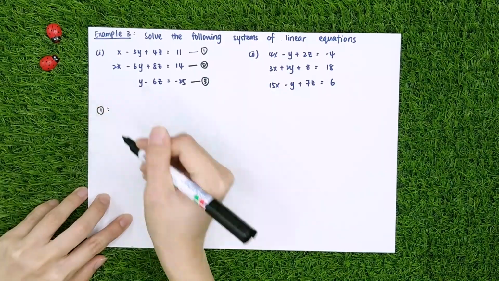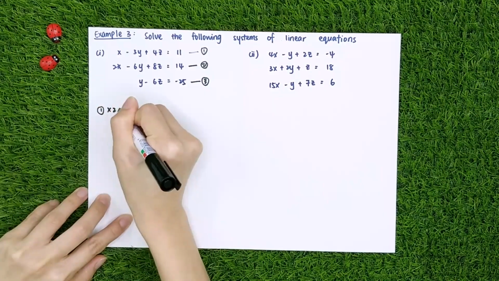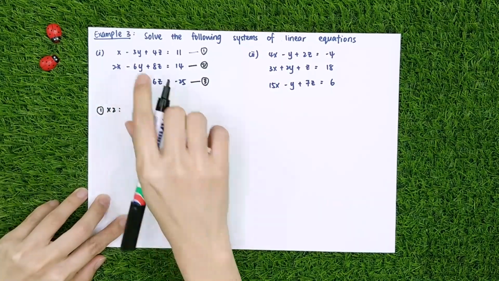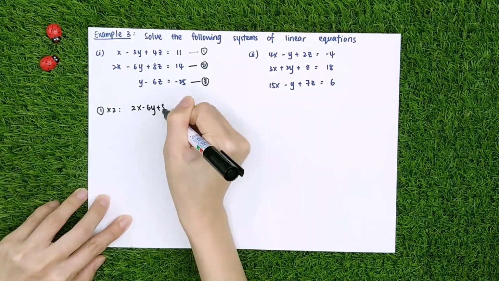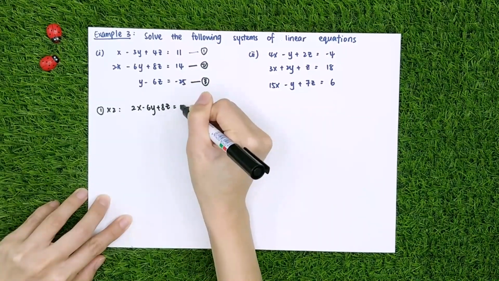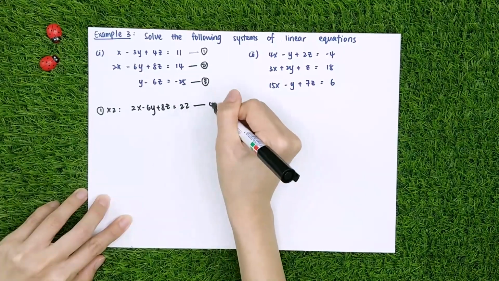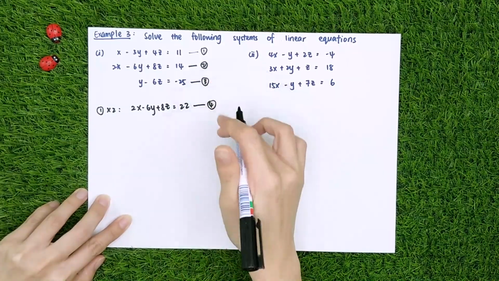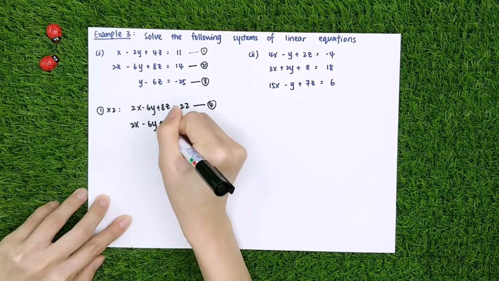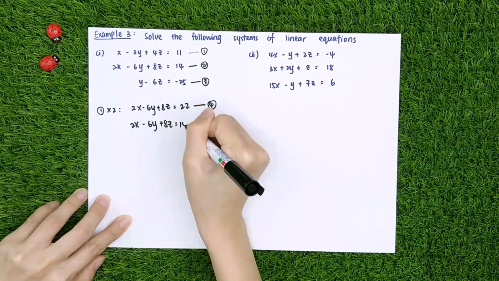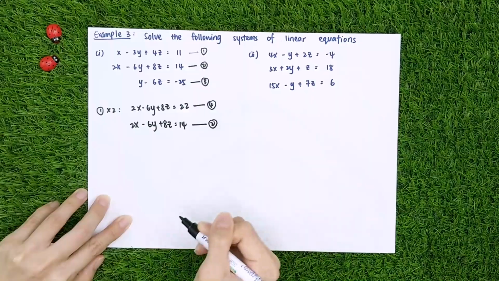So I will multiply equation 1 by 2, so I can eliminate the 2x here. 2x minus 6y plus xz equals 22. This is my equation 4. So now I move down my equation 2: 2x minus 6y plus xz equals 14. This is my equation 2.